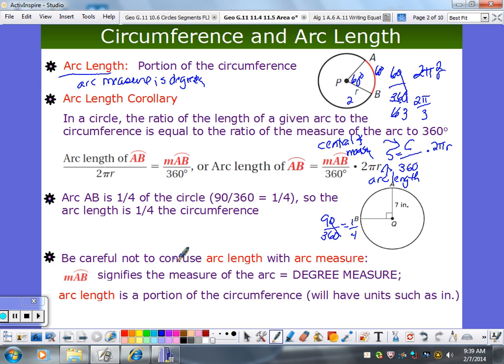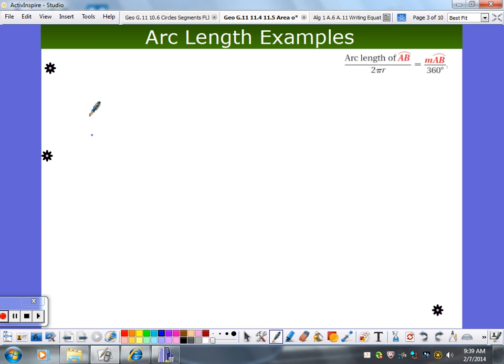And again, I'm going to say it again. Arc length and arc measure are different things. When you say the measure of an arc, I'm looking for the degree measure. If I know the central angle, it's going to be equal. If I know an inscribed angle, it's double that. Arc length is a piece of circumference. It's going to be inches, centimeters, meters, whatever units you have. It's like you cut a piece of string, and you just took a little section of it. So let's see if we can do a couple of examples here.